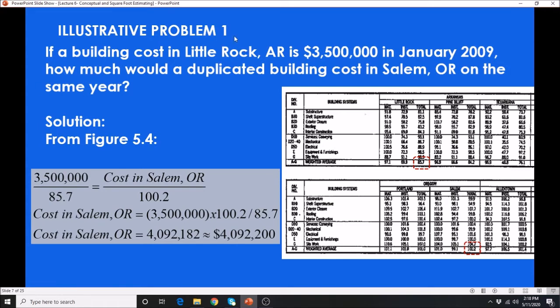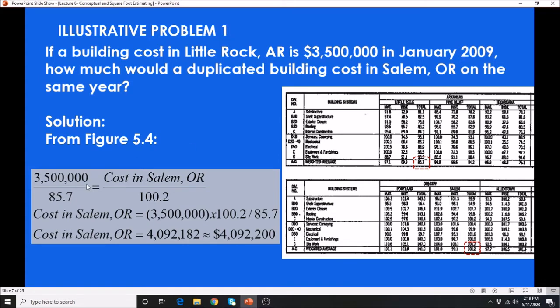So here for this illustrative problem number one, if a building in Little Rock costs about $3,500,000 in January 2009, how much would the duplicated building cost in Salem? So in this particular problem, we are going to compare the cost of a particular building that is located in Arkansas, that is a given cost in a given year, and we need to determine the estimated cost at a particular location at the same given year.